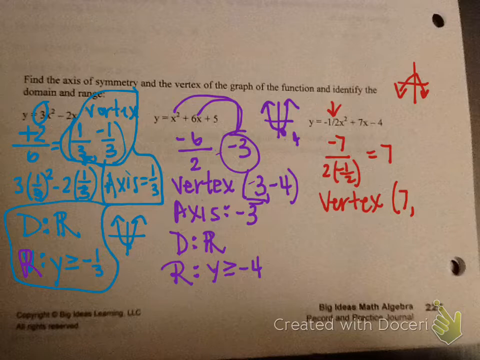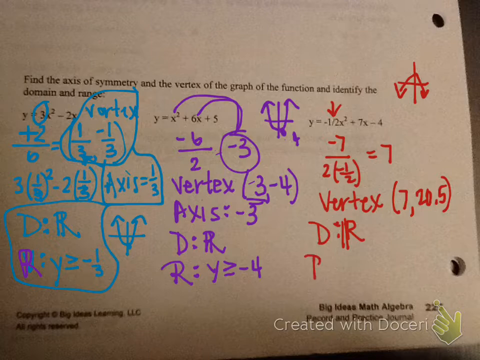-1/2 of 49 is going to give us a decimal. We add 49 to that, we subtract 4. I believe we get 20.5. So again, the domain is all real numbers. But the range this time is y is less than or equal to 20.5.